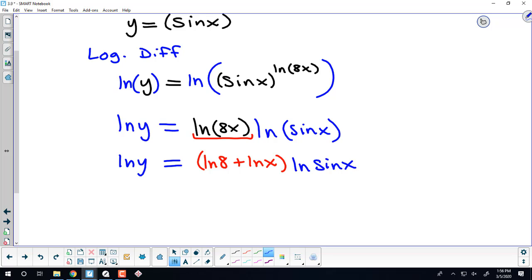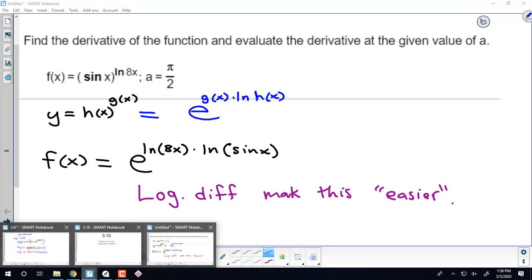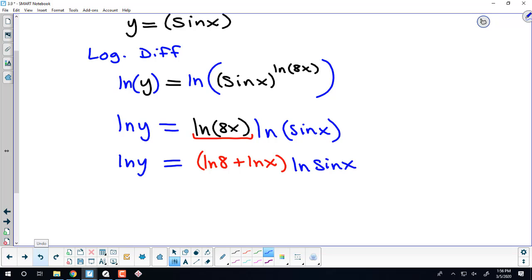So when we rewrote this on our homework question, we said we could rewrite this as e to that power, which involves a product rule and a chain rule. Not only a chain rule to take the derivative of e to that power, but a chain rule for the natural log of sine x and for 8x as well. So you see the situation we're in after logarithmic differentiation is not too much different. We just don't have e to that power, right? That's the only difference.